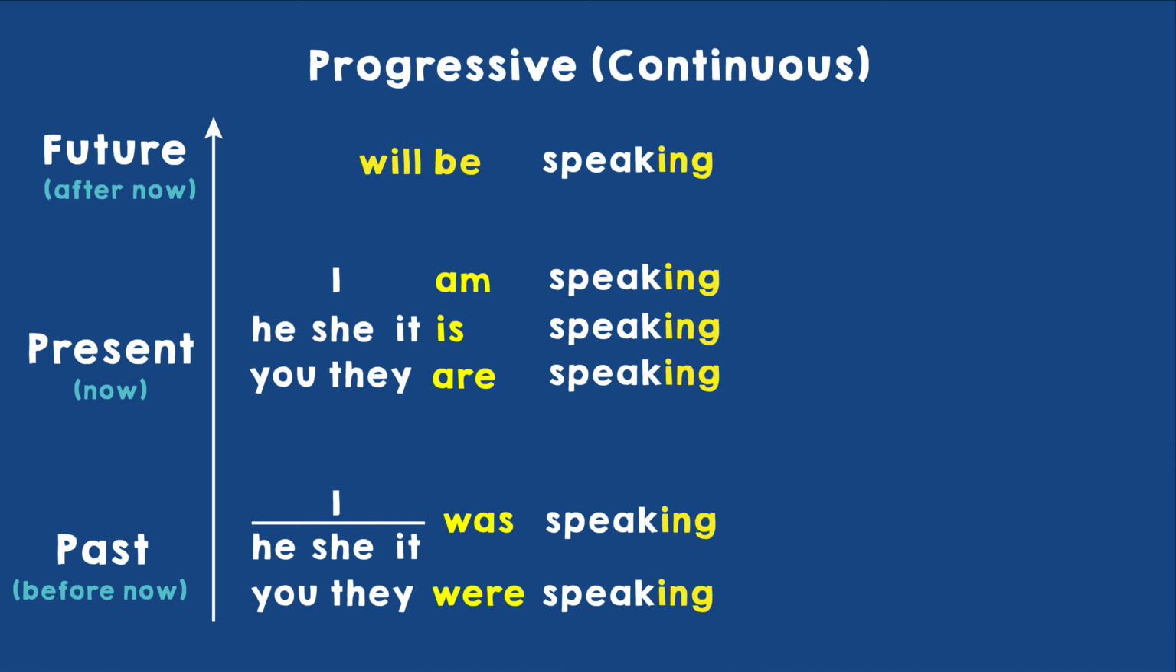or you were speaking. In the future, no matter who or what is carrying out the action, the verb stays in its usual form, so we can say I will be speaking, or they will be speaking, or you will be speaking. So as you can see, the structure is quite easy to understand and memorize.